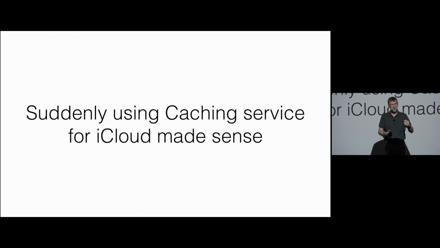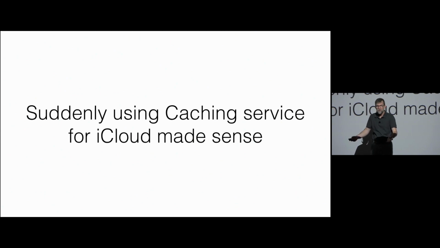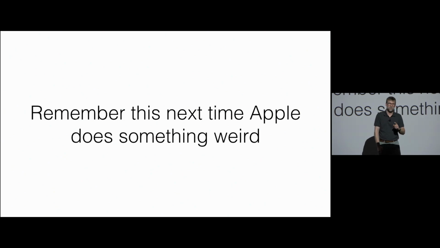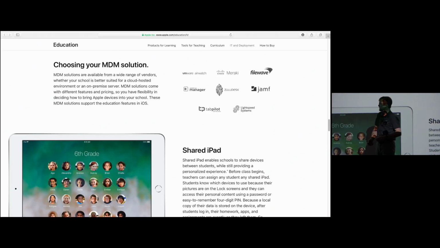And when Shared iPad happened, all of a sudden the fact that the caching service cached iCloud content made a ton of sense. Like, oh, that totally makes sense now. Kind of like Touch ID. When Touch ID first came out, it's like, well, that's a lot of engineering effort to prevent people from having to type in a passcode. But then when Apple Pay and Touch ID came together, I was like, oh, okay. So keep this in mind next time Apple does something weird. Sometimes they do things that will make sense at some point later, when they flip a switch and something is available that uses the feature that seemed weird.